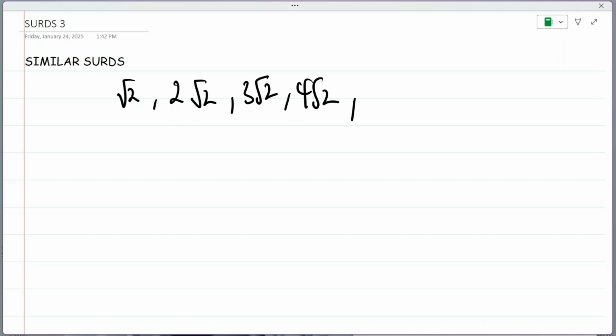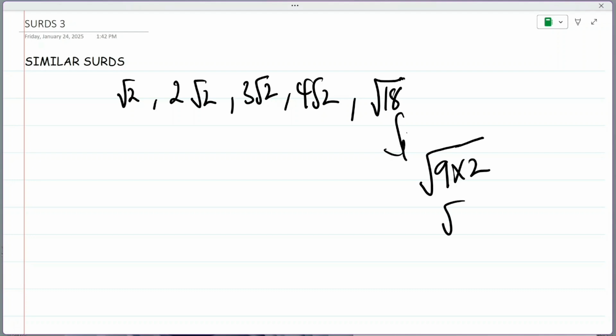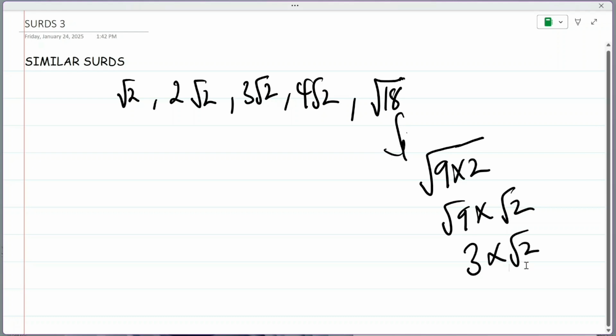We can also group the square root of 18 under the similar surds of root 2. They all have root 2's in common. This 18 seems not to have it because it is in its single form. But if we break it down into a perfect square and an imperfect square, which is square root of 9 times 2, and we give them their separate square root, square root of 9 times square root of 2, square root of 9 is 3 times root 2, and since the square root of 2 gives us a decimal, we leave it as root 2, then we have it as 3 root 2.